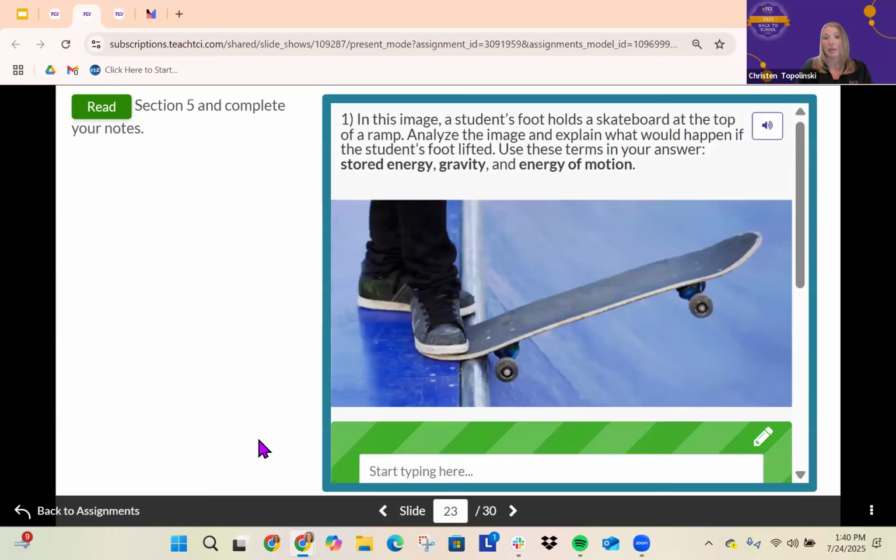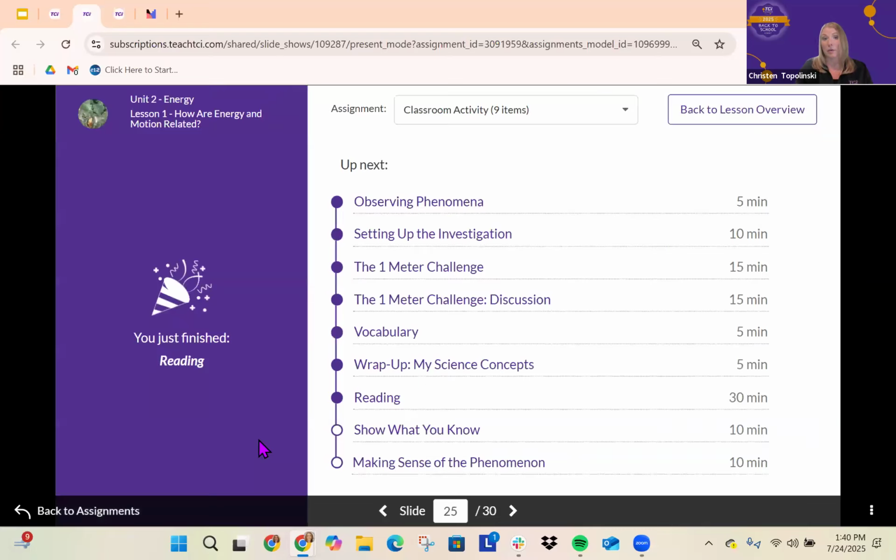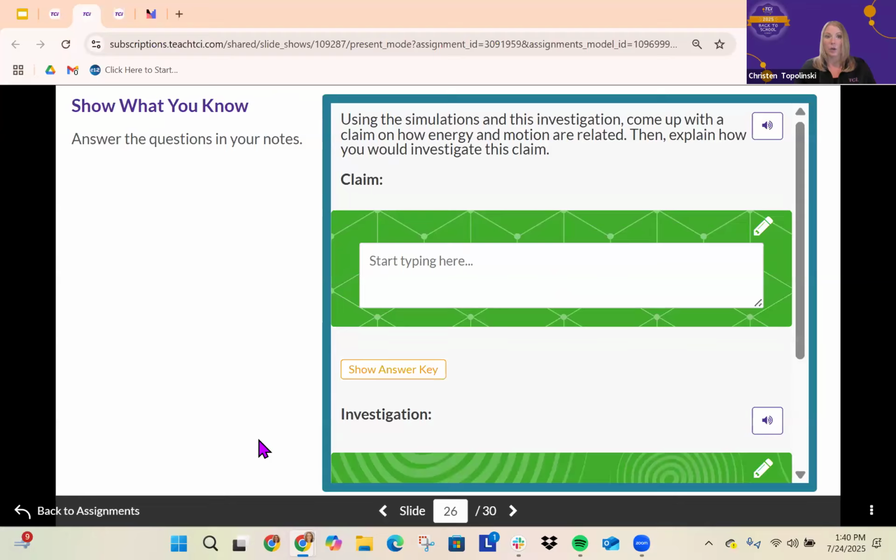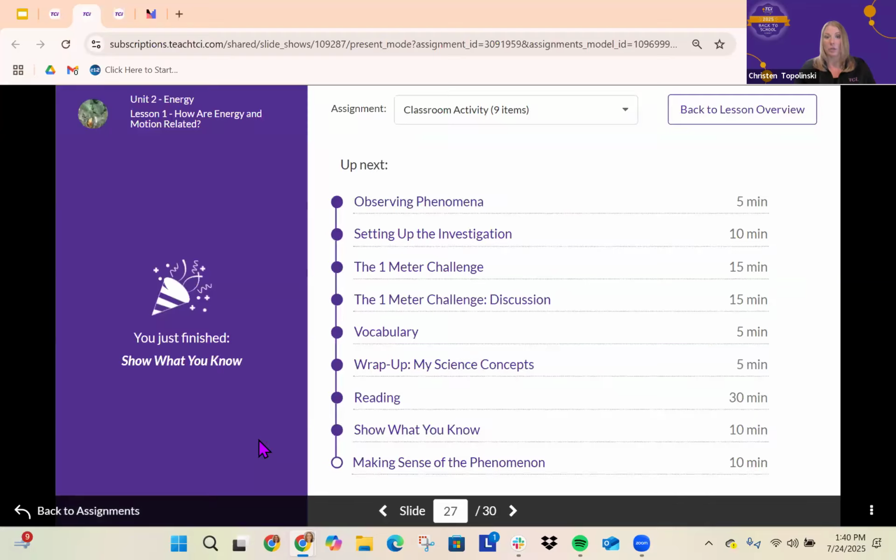So they may be taking it from places that they've read or things that you've shown them videos on. That's also something to keep in mind that's acceptable, as long as they can tell you where they found it, then you're good.